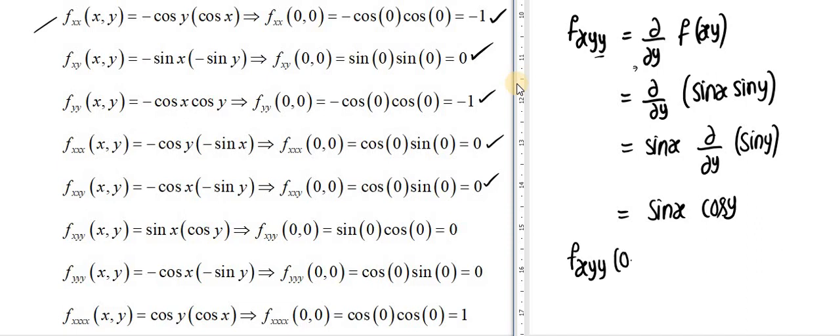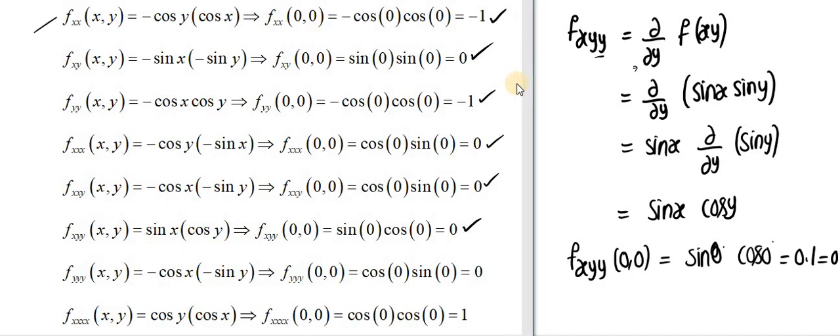Now I am going to find out fx double y at (0, 0). That is sin 0 into cos 0. Sin 0 is 0, cos 0 is 1. That's why fx double y is also 0.